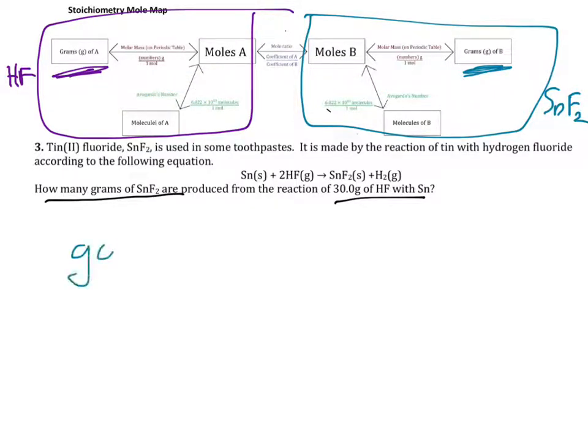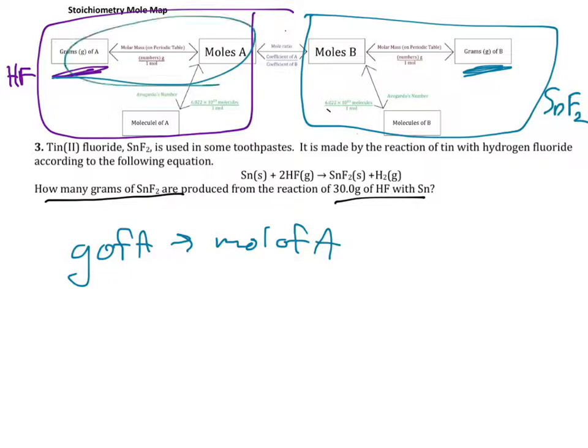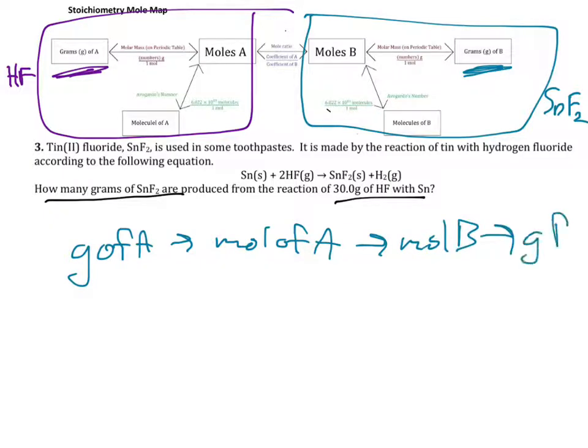We're going to start with grams of A. We're going to go to moles of A. That's this part right here. We're then going to convert moles of A to moles of B. And then we're going to convert moles of B to grams of B. And so this is our flow chart. So we're starting here and ending there.